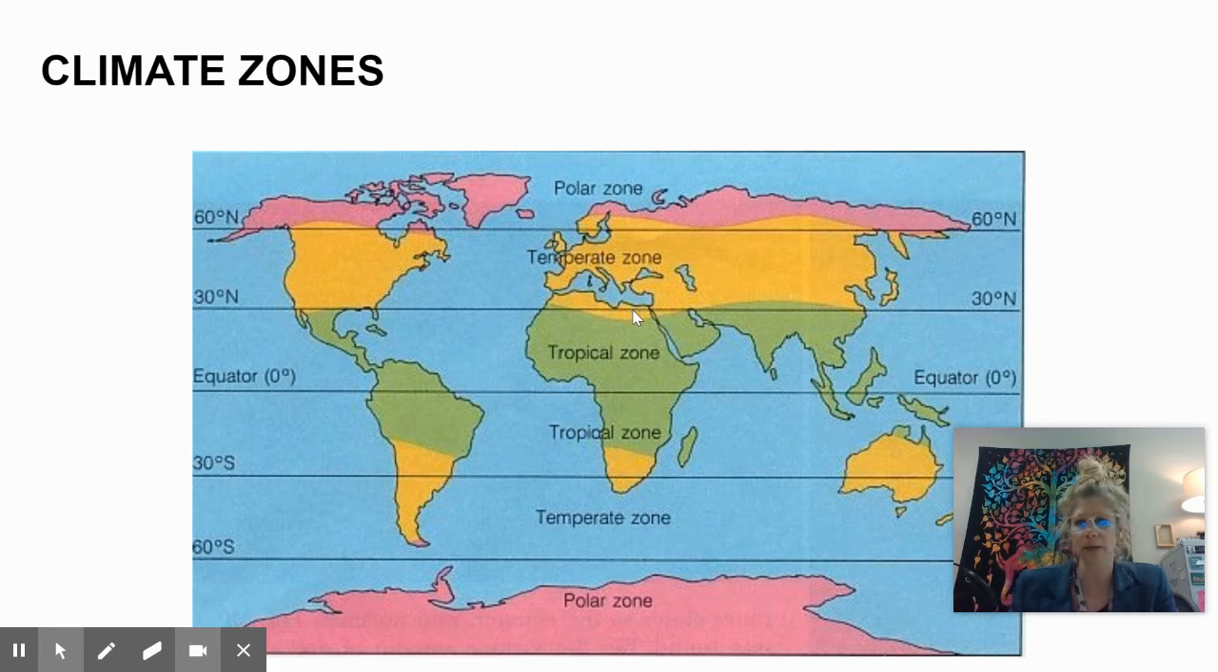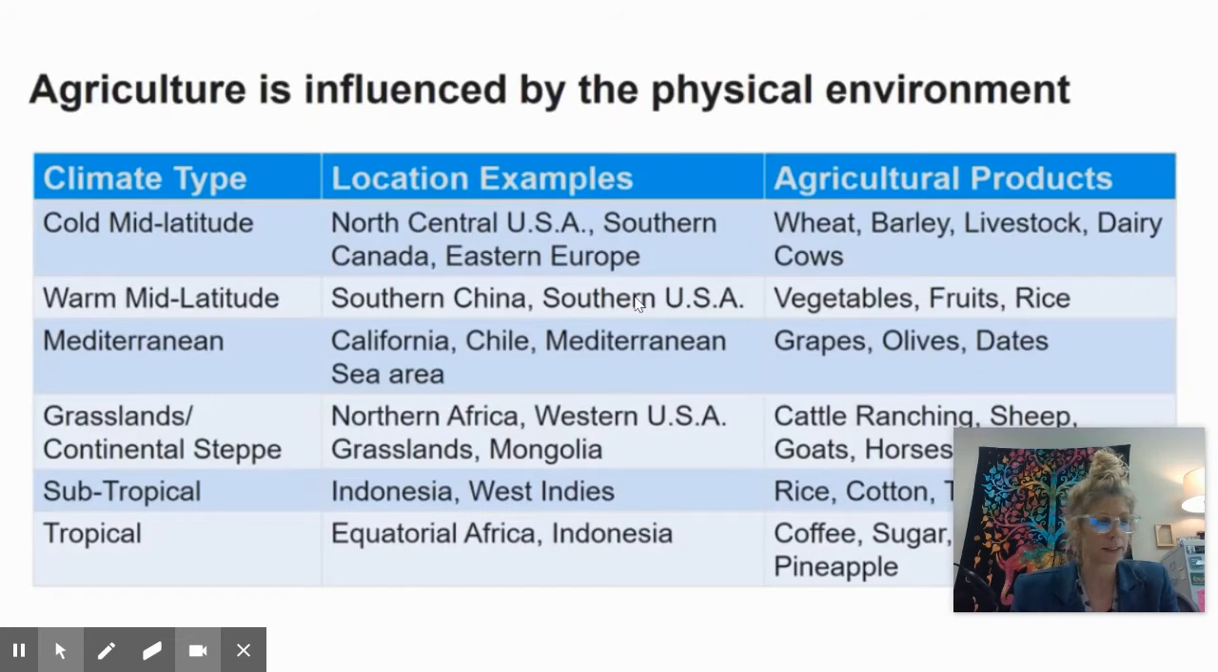So big ones are grapes and olives, dates. And then grasslands, that's going to be around northern Africa. Okay, so it's going to be really hot, and what we see there is a lot of ranching. And then you have your subtropical climates and your tropical climates, and what grows around there, like coffee, tobacco, pineapple, that sort of thing. So just be familiar with what grows where and in what climates. Okay, so that's this chart right here that is filled in for you.